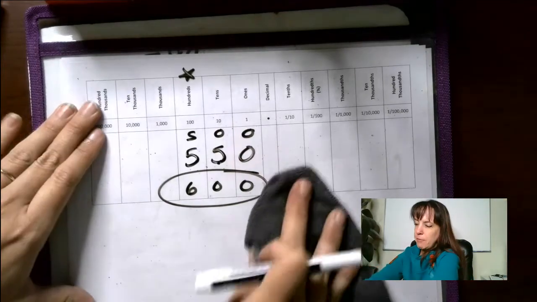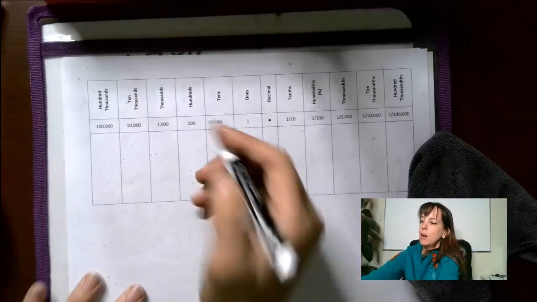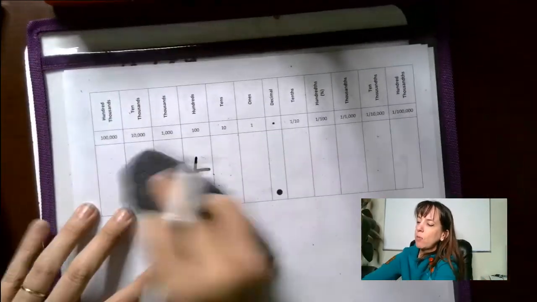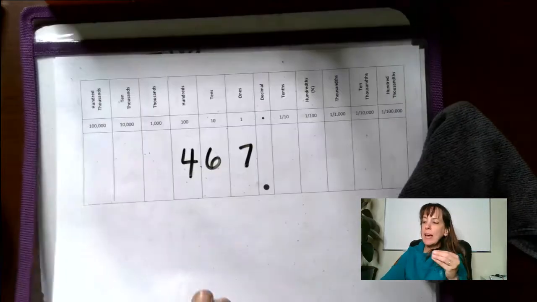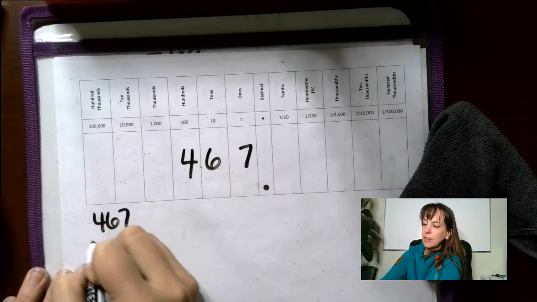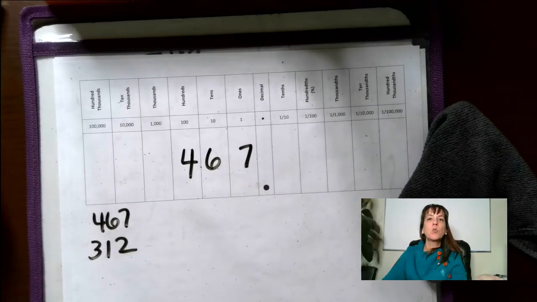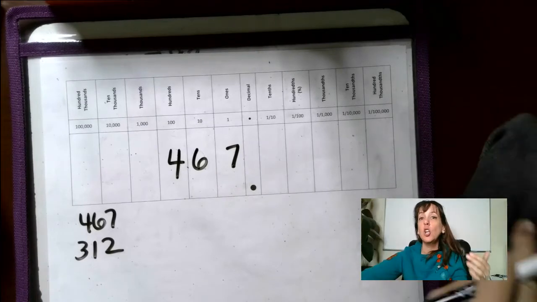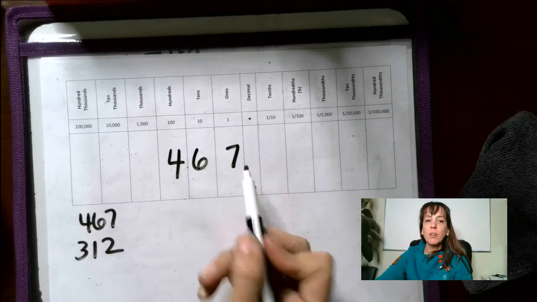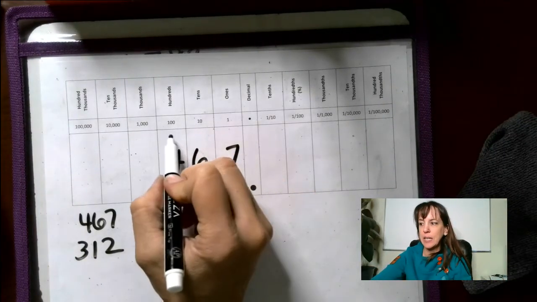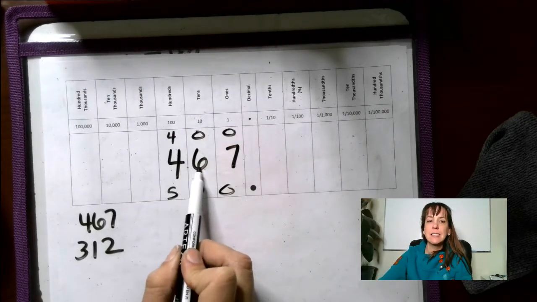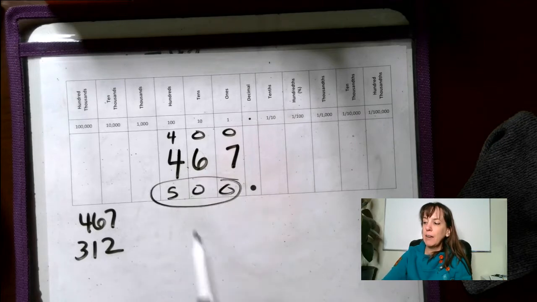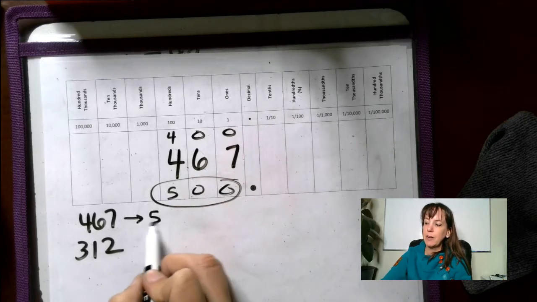Estimate the sum of 467 and 312. Let's talk about these numbers first. The best way to estimate is to round to the nearest hundredth to get a close answer, okay? 467, we're going to round to the nearest hundred, we get either 400 or 500. Looking at this, 6 is greater than 5, so we're going to do 500.